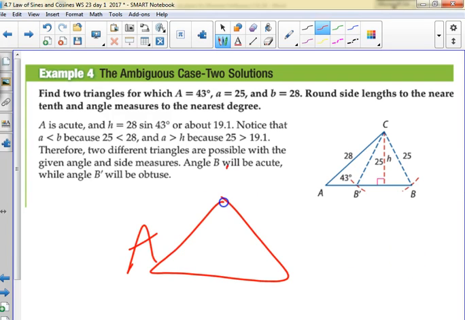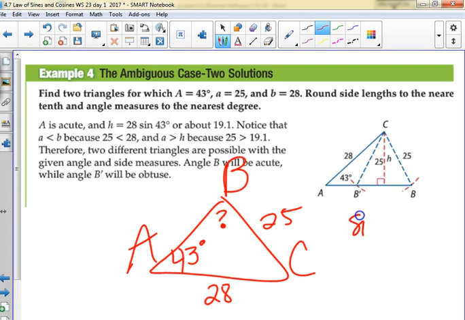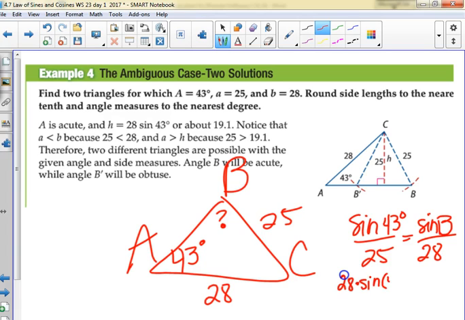It says there's some triangle ABC, angle A is 43 degrees, across from it is a side of 25, side B is 28, and I can then find angle B first, right? Everybody good? So the sine of 43 degrees is across from 25 in the same way the sine of B is across from 28. So I type 28 times the sine of 43 divided by 25, and that's going to give me the sine of B.